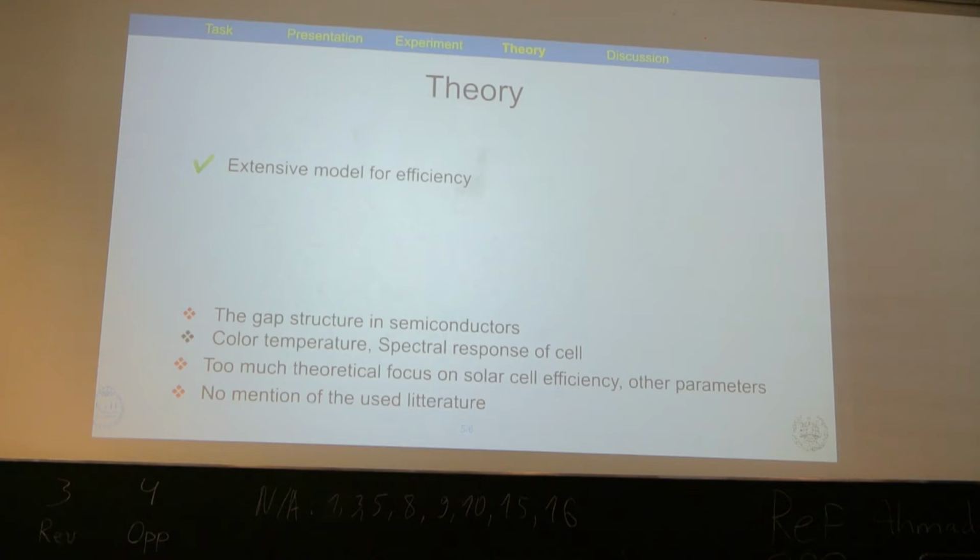Speaking of theory, there was too much theoretical focus on the solar cell efficiency, which is of course a parameter I can take out of a solar cell measurement, but there's very much more. And taking from the fact that this was a very literature-focused presentation, a little citation of literature would have been good, because the physics presented wasn't new. That's just the basic literature knowledge on solar cells.